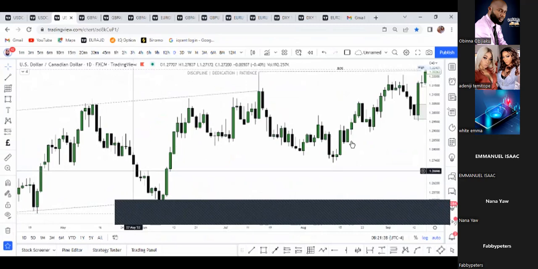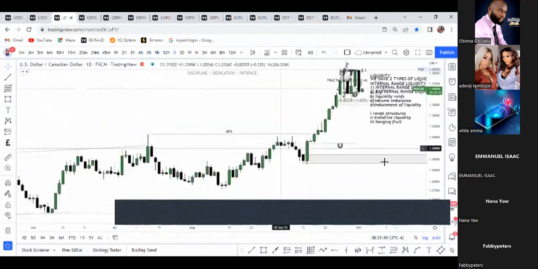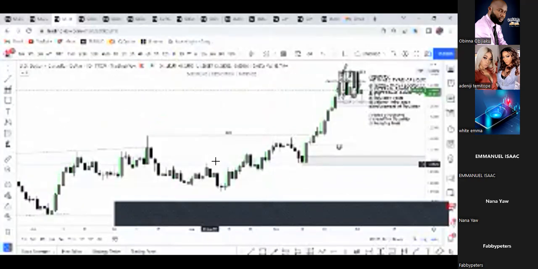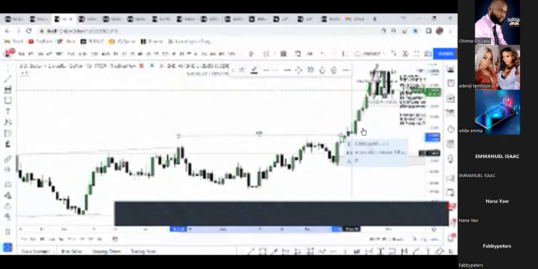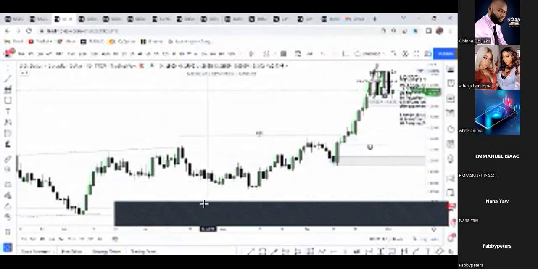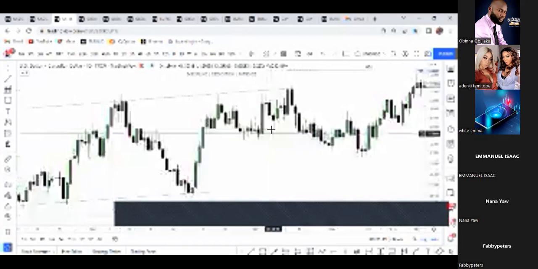I usually get the, this is where I'm looking to buy USDCAD, this zone. Okay, let me look for another.